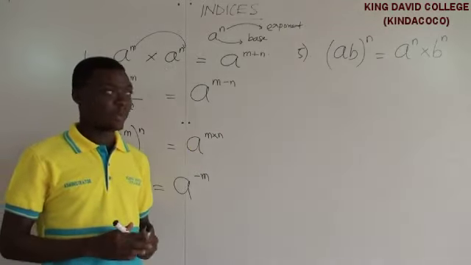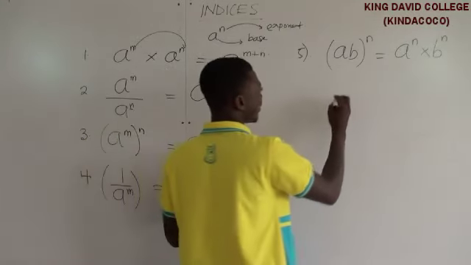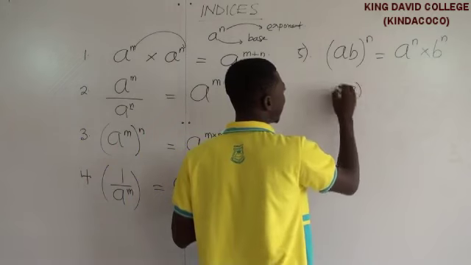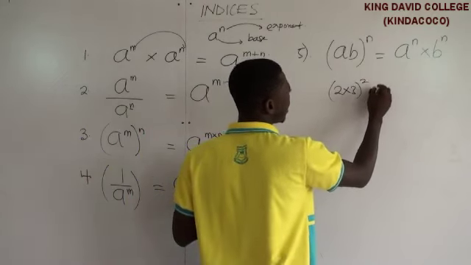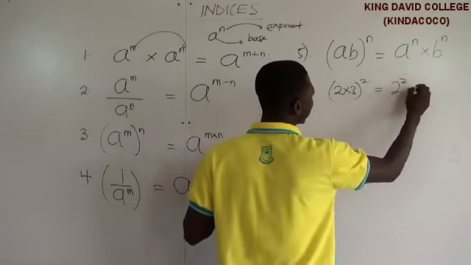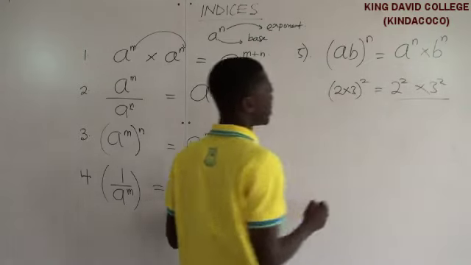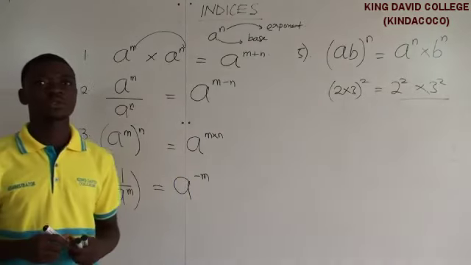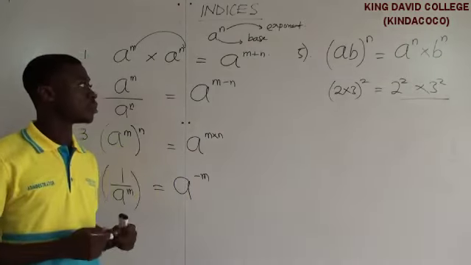It's going to carry the power. So for instance, if I have 2 times 3 inside this and I square, this can be 2 squared times 3 squared. This is what we do. Okay, 2 squared times 3 squared. Right.